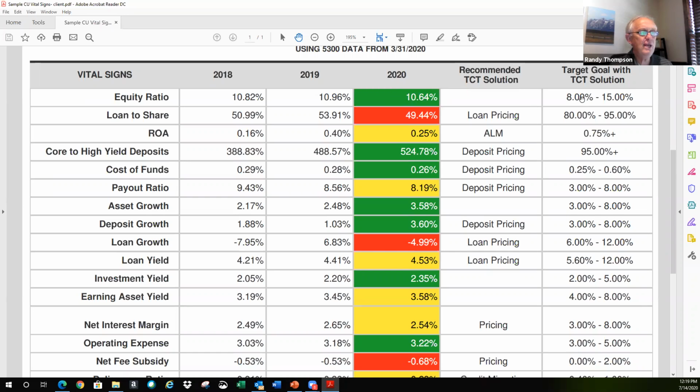Notice here we have a healthy range. Do you mean you can have too much equity? Actually, almost all financial analysts will suggest to you that excess equity is a problem. The reason, especially for credit unions, is because we're not investing adequately in systems to serve our members. So equity ratio, being in this healthy range, equity is important.